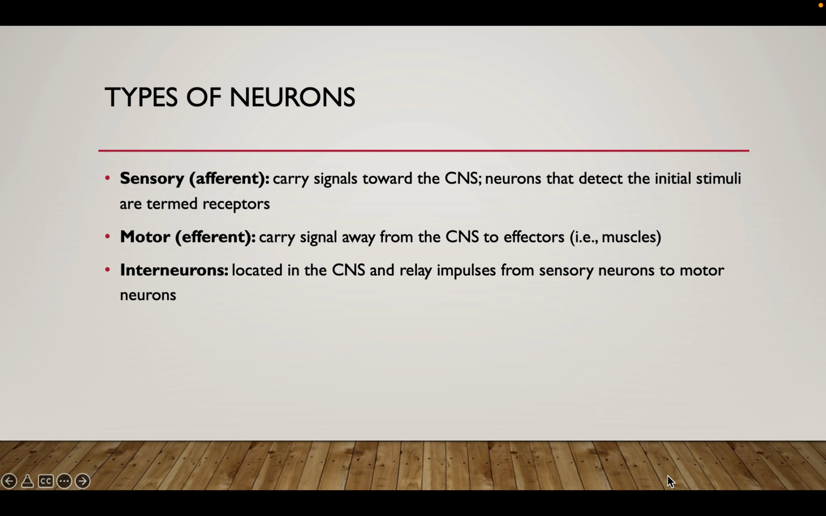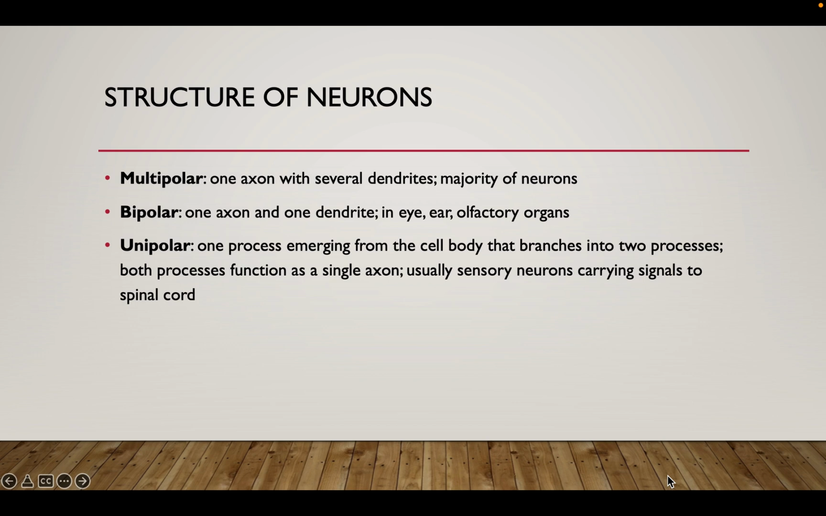So in the example we just gave with leaning on a hot stove and pulling away, that is a reflex. And there's something called a reflex arc. And so there's a sensory neuron, there's an interneuron or an integrating neuron, and then a motor neuron. And this interneuron serves as a connection between the sensory and the motor neurons, like in the example that we just gave.